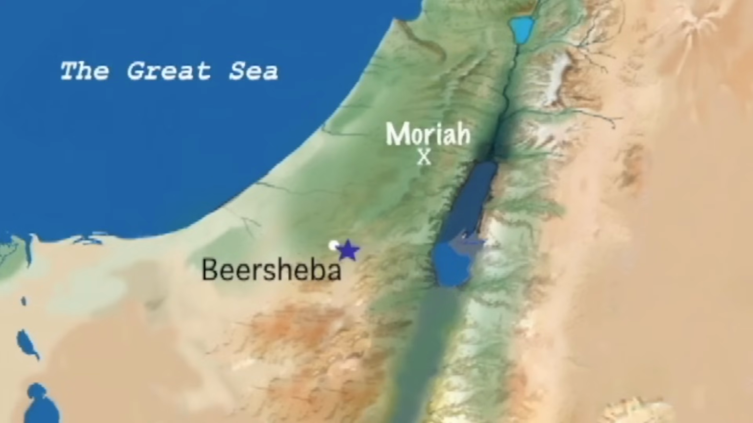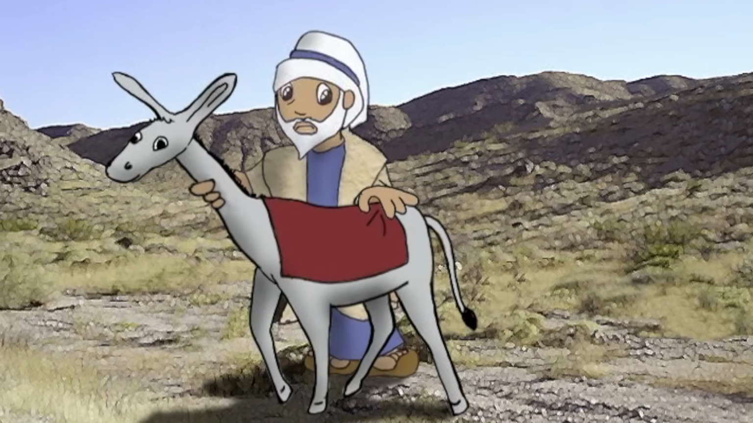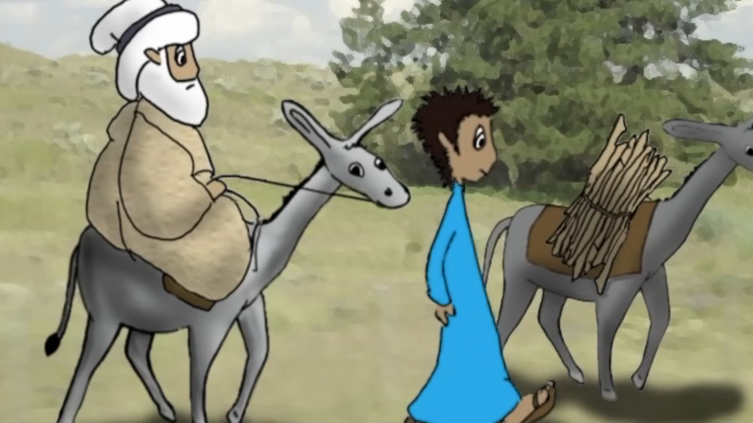Abraham's test. Genesis 22. God tested Abraham, saying, "Take your son, your only son whom you love, Isaac, and go to the land of Moriah, and offer him as a burnt offering to me." So, by faith, Abraham arose early in the morning and saddled his donkey. He took Isaac and 2 young men and started on the 3-day journey. He took firewood for the offering, but no animal to sacrifice.